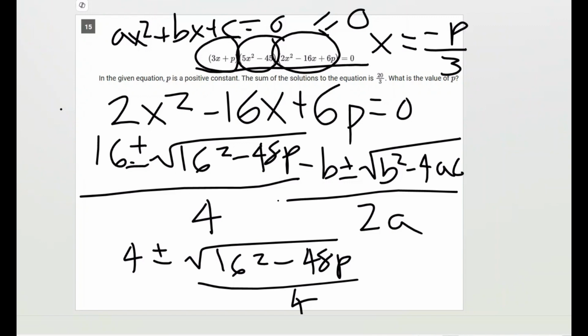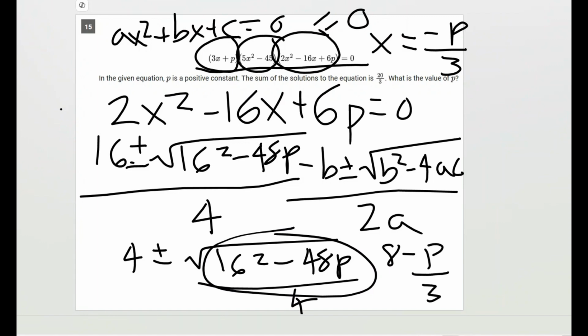So you're going to add each of these solutions together. And ultimately, as you can see, this part of the problem cancels out. So you just have 8. So you know that 8 minus p divided by 3 equals 20 thirds. So now you can solve for p. So 8 equals 24 thirds.